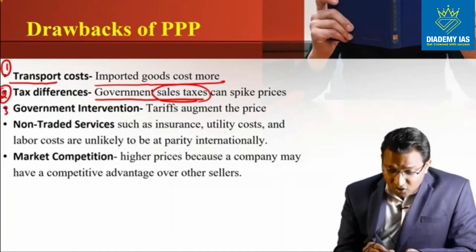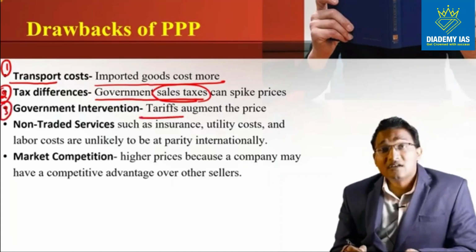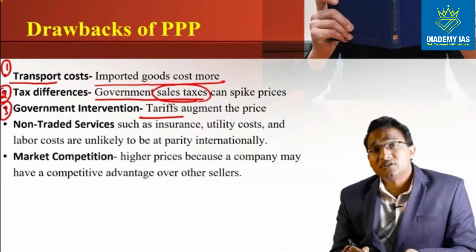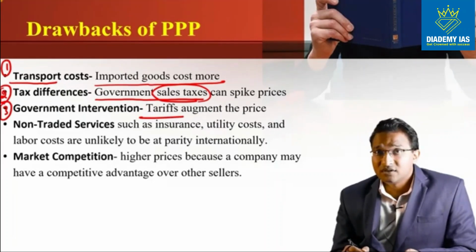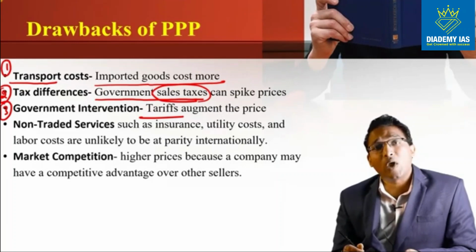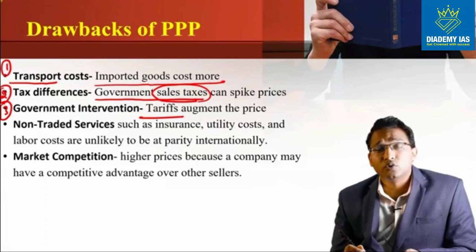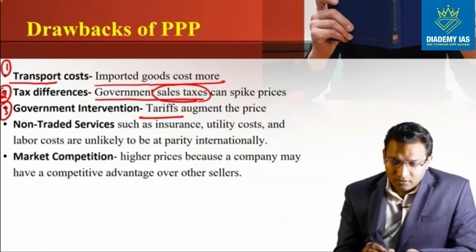Government intervention. The government also intervenes in the tariffs. Sometimes the government reduces the prices of particular things for intentional purposes. It intervenes through subsidies, through MSP. So at that time, the purchasing power of the currency is not the true measure, right?